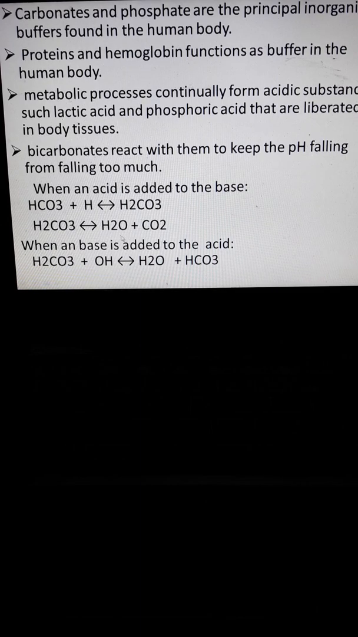So there is a reversible reaction where water plus carbon dioxide leads to the formation of the acid. Now, the bicarbonate is the base, and this one is the acid. So when a base is added to the acid, carbonic acid for example, plus the hydroxyl ion, it will form water plus bicarbonate. So this is considered to be a reversible reaction.